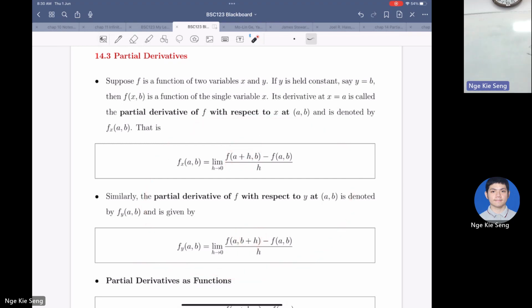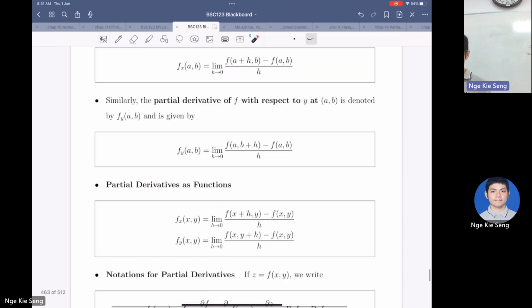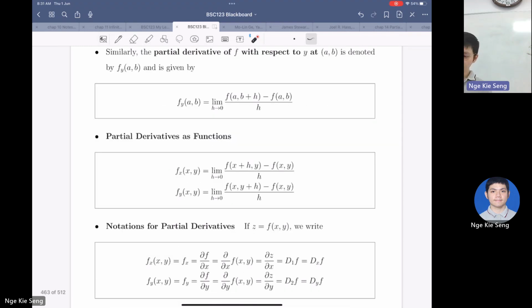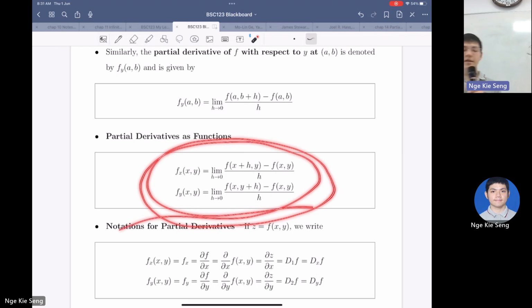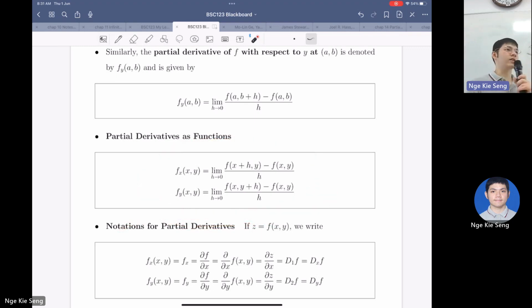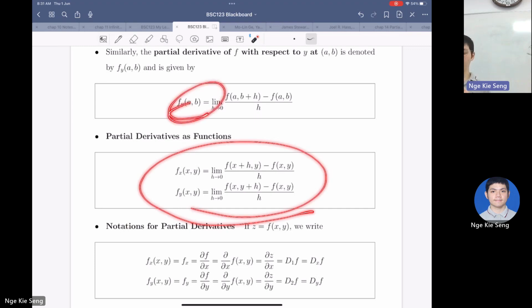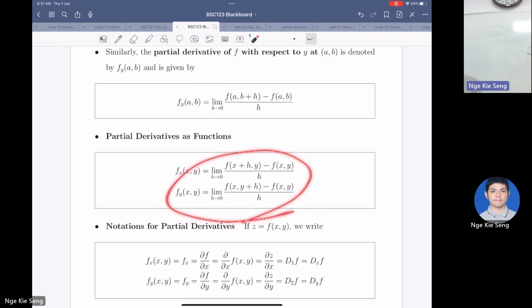This is just the classical definition. You don't need to work from here. Later, we'll show you a tool to calculate. And in general, you can form a function for your partial derivative. When you consider all the points (a, b), it becomes a function.